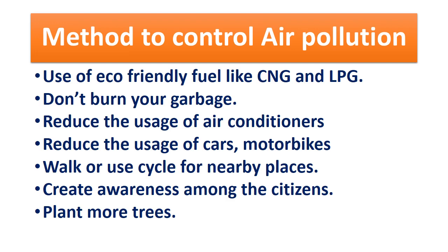Fourth is, reduce the usage of cars and motorbikes. If the usage of the cars and motorbikes is reduced, then the air pollution can be limited. Because these motorbikes or these cars, these vehicles, release various harmful gases which are polluting the air. So we should reduce these vehicles. Next is, walk or use cycle for nearby places. If we want to visit nearby destinations, we can go for walking or we can adopt cycling instead of using vehicles like cars and motorbikes.